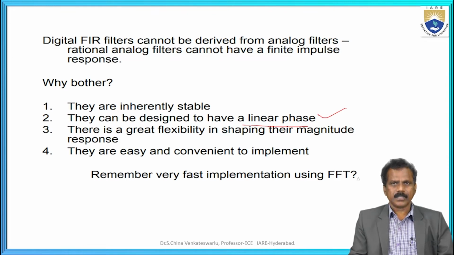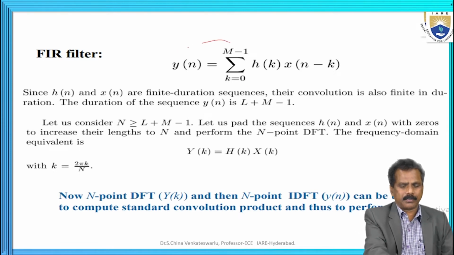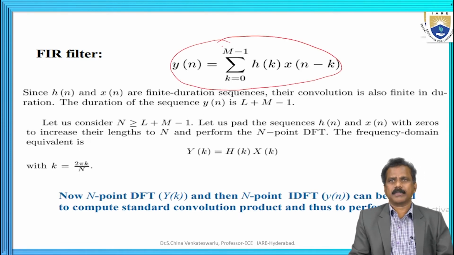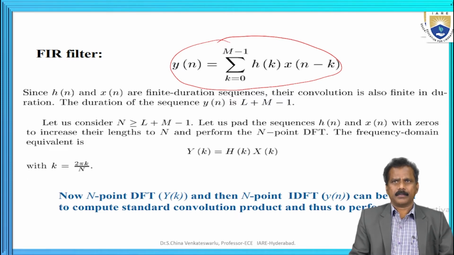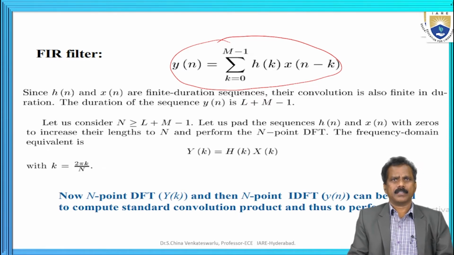Okay. Due to this FIR filter, we know that for the finite impulse response filter, the output response y of n is equal to the summation k equal to 0 to M minus 1 h of k into x of n minus k. But here we know h of n and x of n. These two are finite duration sequences. Their convolution is also finite duration.